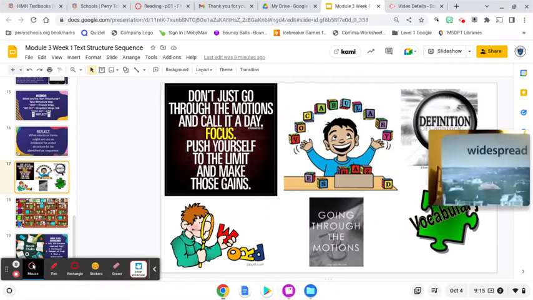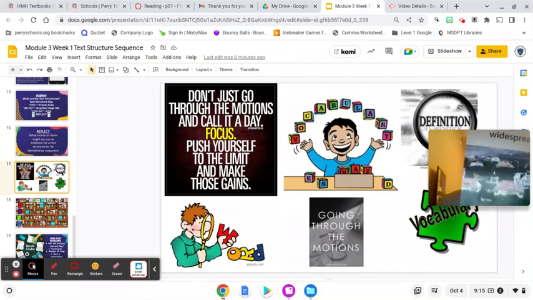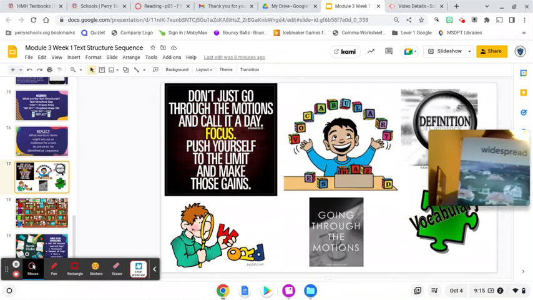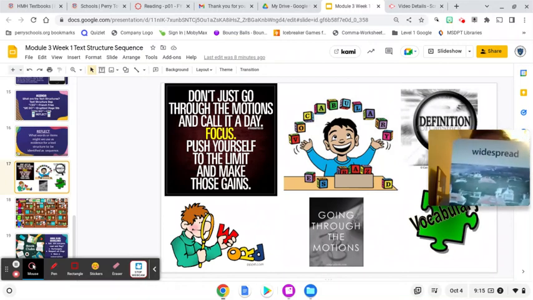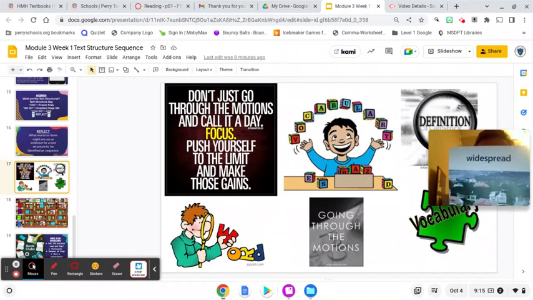Widespread means to happen over a large area. Repeat. Teach it. Widespread means to happen over a large area.